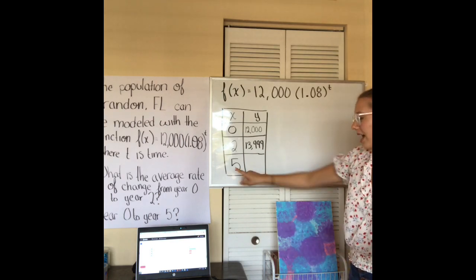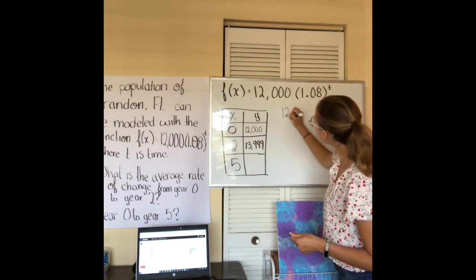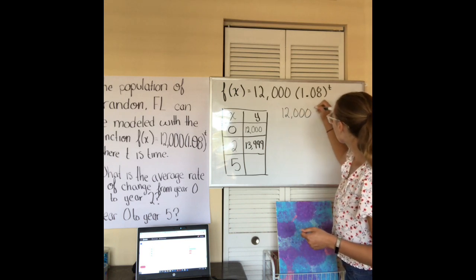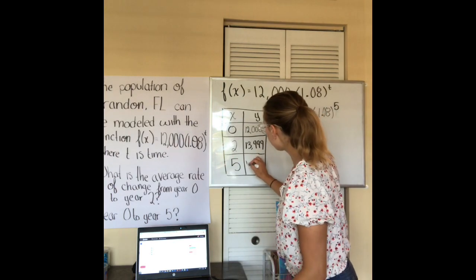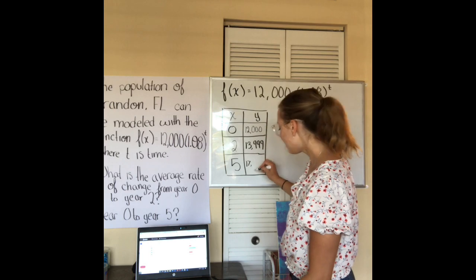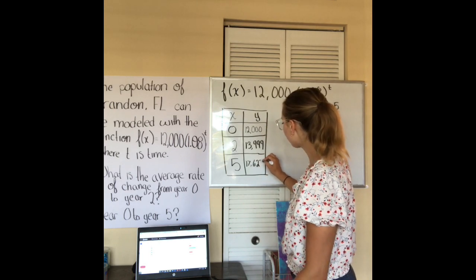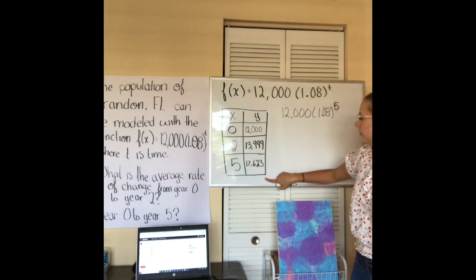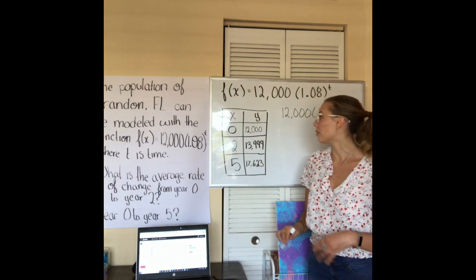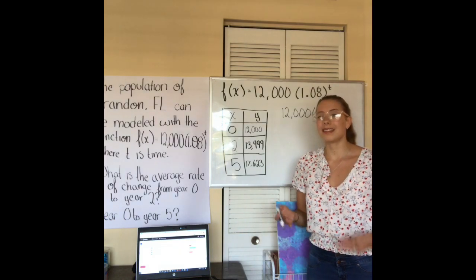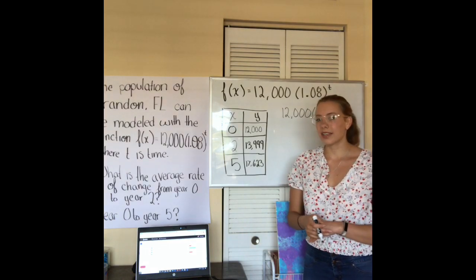And after 5 years, 12,000 times 1.08 to the t power. This t should be to the 5th power. So 17,623 people. So 5 years after Brandon was founded, there were 17,623 people. So what I'm looking for is the average rate of change, which is like the slope.